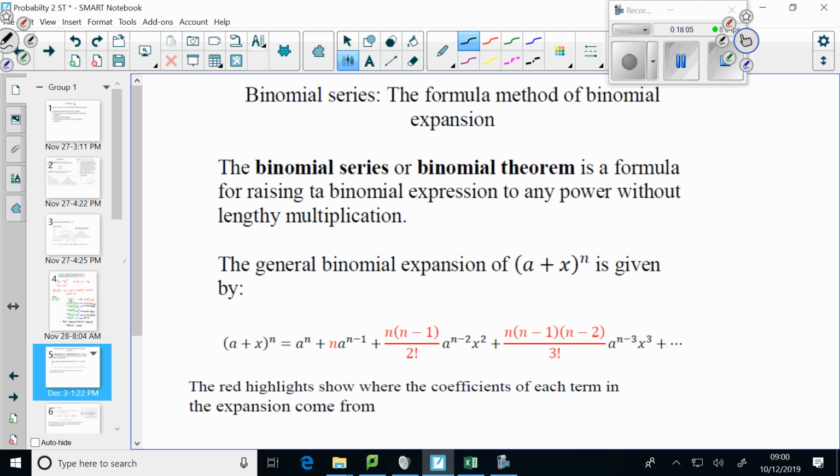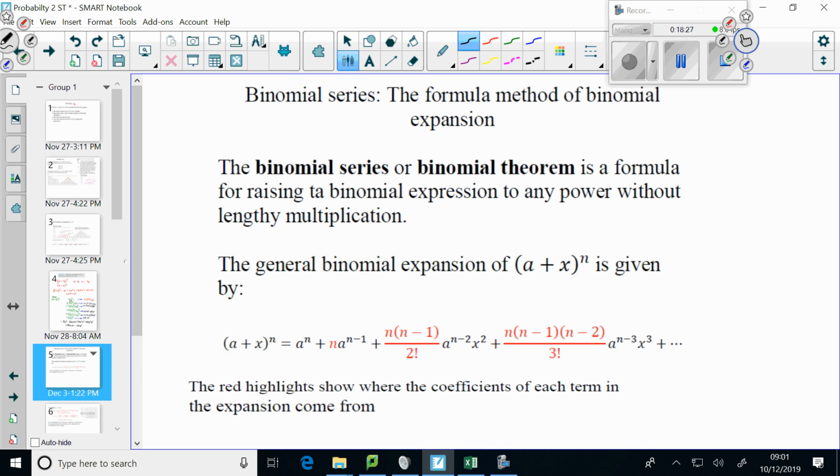So, formula method, binomial expansion. The binomial series, or binomial theorem, is a formula for raising a binomial expression to any power without lengthy multiplication.